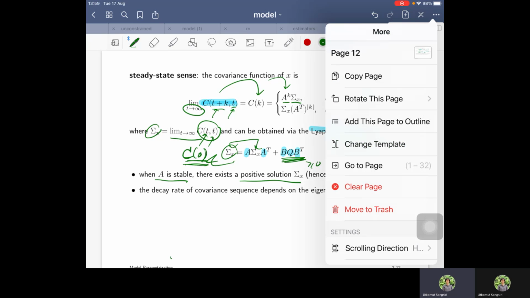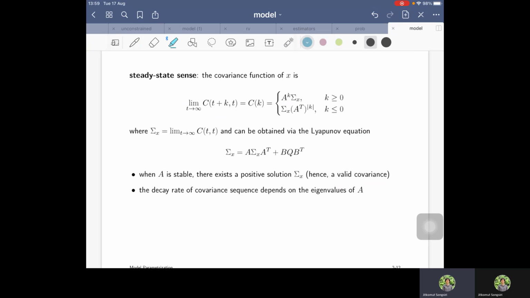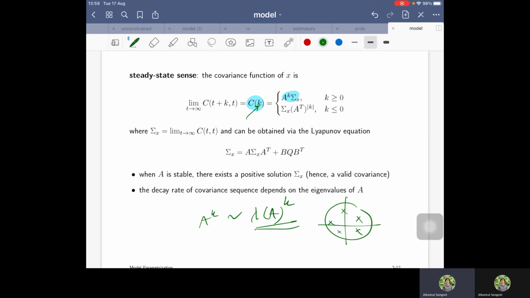Okay. So once you obtain sigma, you see that your covariance function at time gap k is going to have the same decay rate as A to the k. And from linear algebra, you know that the dynamic of A to the k depends on the eigenvalues of A. So whether the covariance function will decay fast or not depends solely on the locations of the poles, or eigenvalues, of A.